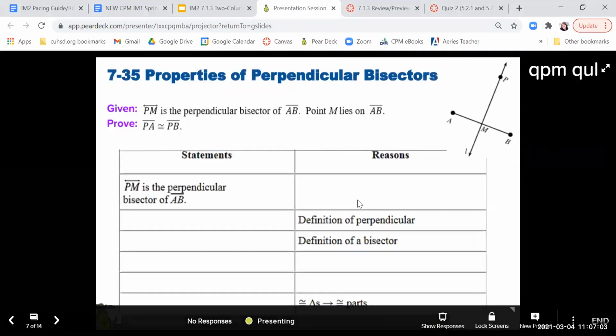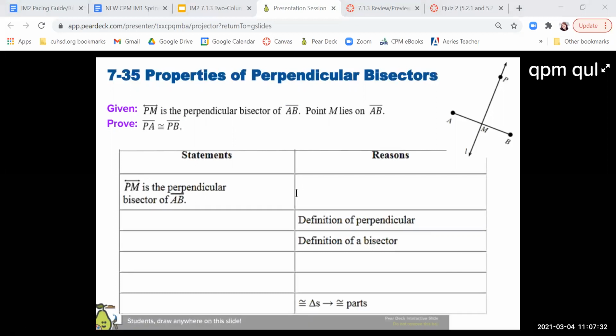Okay, so we pare down our given statement and what we're trying to prove to be more concise here. So our given statement is that line PM is the perpendicular bisector of segment AB, and that point M lies on AB. So this is all given. The diagram is given, the statement here is given. So we're going to go ahead and notice in our proof, the very first thing, PM is a perpendicular bisector of AB, that is given. So we can just go ahead and mark that as given. That's the reason we know this is true.